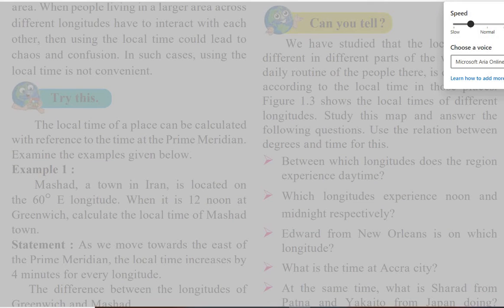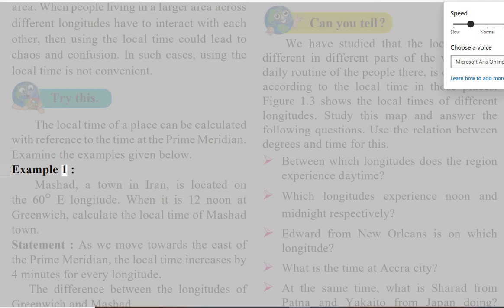When people living in a larger area across different longitudes have to interact with each other, then using the local time could lead to chaos and confusion. In such cases, using the local time is not convenient. Try this. The local time of a place can be calculated with reference to the time at the prime meridian. Examine the examples given below.